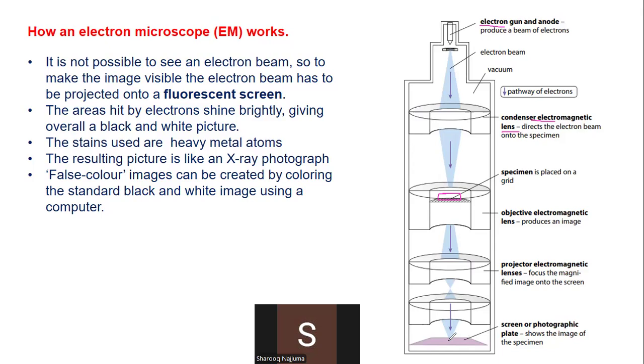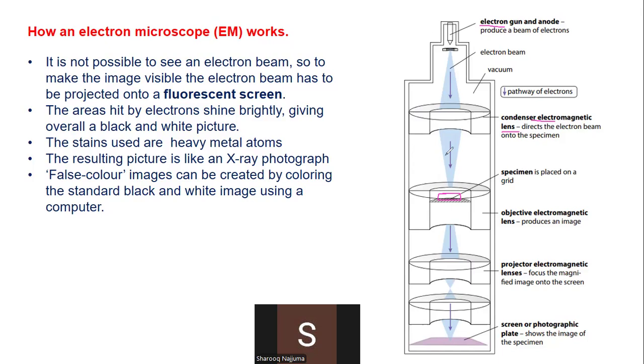Now, even specimens that are to be viewed using electron microscopes also have to be stained. We saw that in a light microscope, colored dyes are used for staining. However, in an electron microscope, heavy metals will be used for staining. Heavy metals, remember, metals can obstruct electrons. So heavy metals will be used to stain specimens that are to be viewed using an electron microscope. So at the end, an image is going to be made.